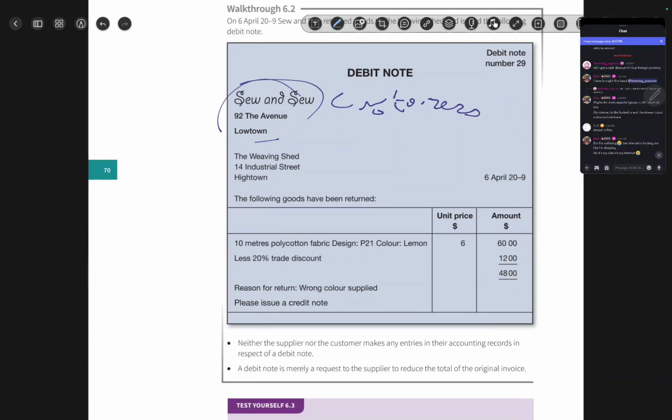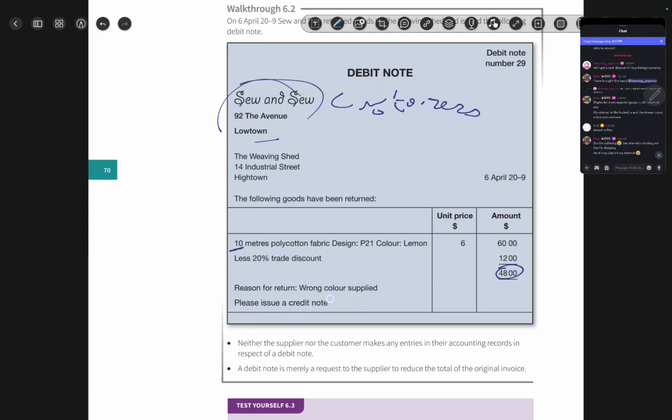Anyway, so they're returning 10 meters. The price is $6, the quantity is 10 meters, so it becomes 60. Now you see the amount is 60, but after deducting trade discount it becomes 48. So if a question asks you to record the purchase returns, they will give you the amount 60 and you have to deduct the trade discount yourself, and this will come in the purchase ledger and purchase return journal, everywhere. All right, reason for return, and please issue a credit note.